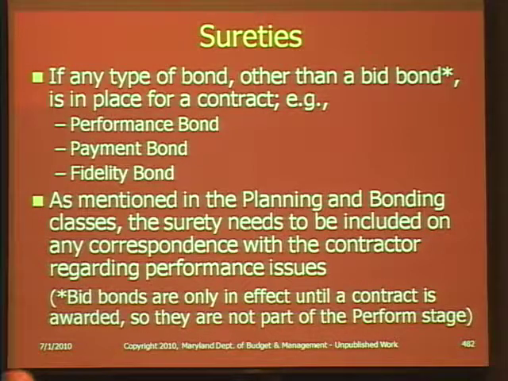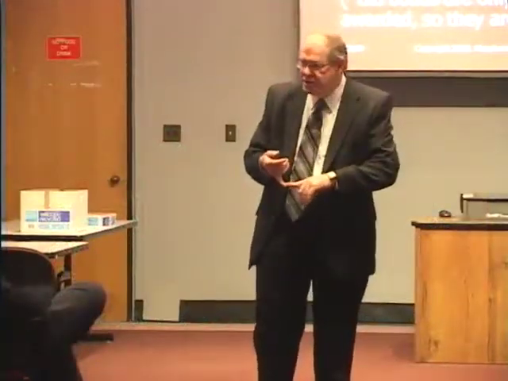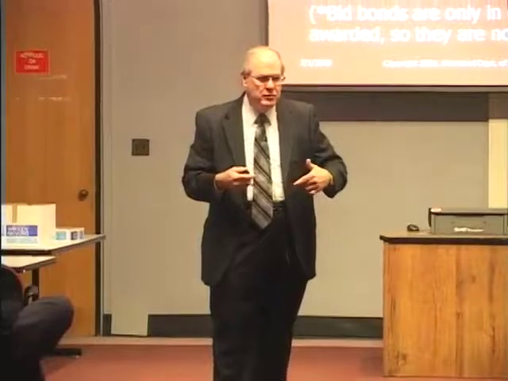If any type of bond other than a bid bond is in place for a contract, if there's a performance bond, a payment bond, a fidelity bond, and these are discussed in the class on bonding, then if you get to the point of having to do a suspension of work, stop work, a show cause letter, things of this nature because of problems with the vendor, you need to copy the surety on the letters to the vendor.